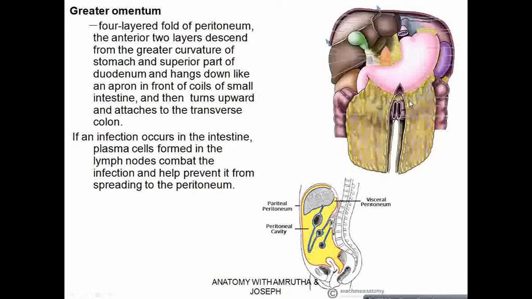Now let's see this diagram. The first layer becomes the 4th layer, what we can see here. And the second layer becomes the 3rd layer, and it is reflected onto the transverse colon. Now let's name these structures: lesser omentum, greater omentum. This structure is called the transverse mesocolon. This structure is called the mesentery.